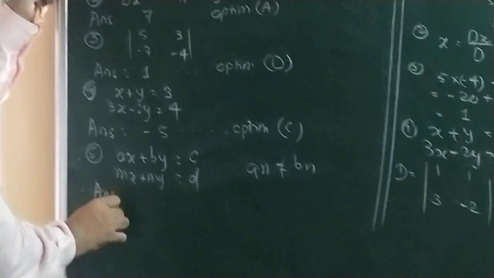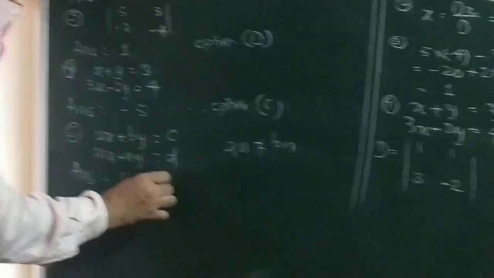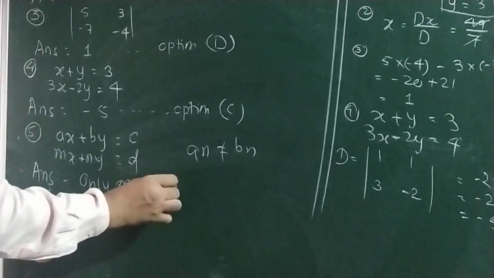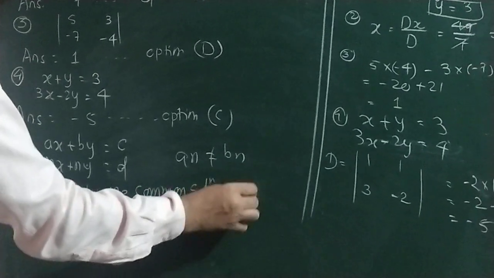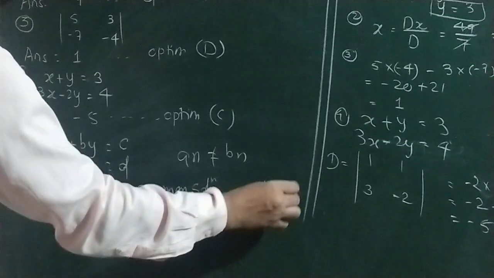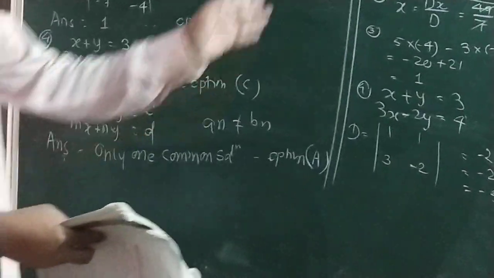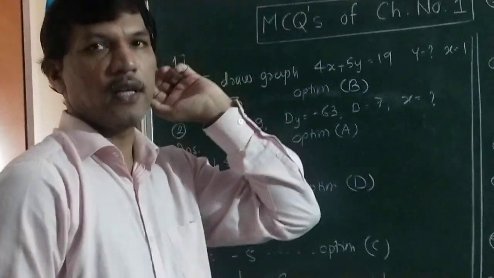Answer: only one common solution, and the option is what? A. So this is an oral answer, because we solve this type of sums and we get only one answer.